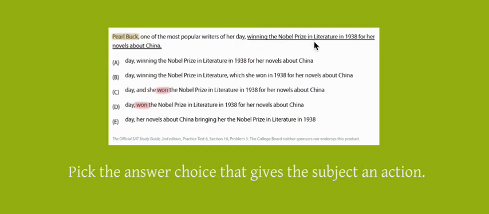Pearl Buck winning the Nobel Prize. Well, that doesn't really make sense either, right? We're missing that verb phrase. So you could change it: Pearl Buck won the Nobel Prize.